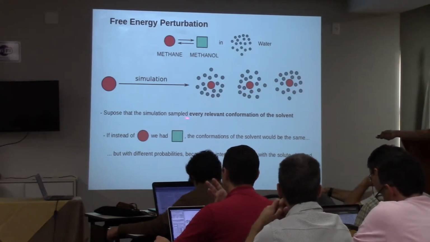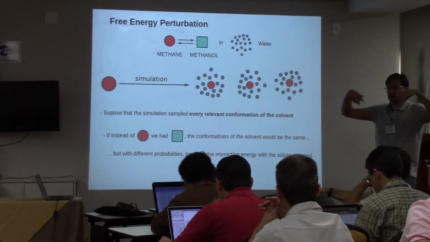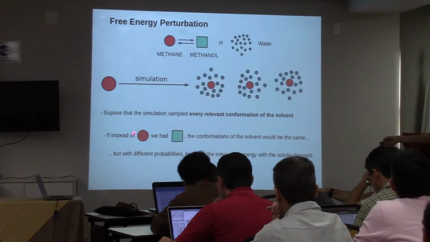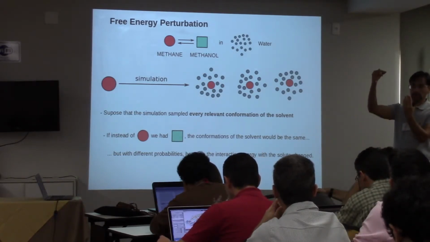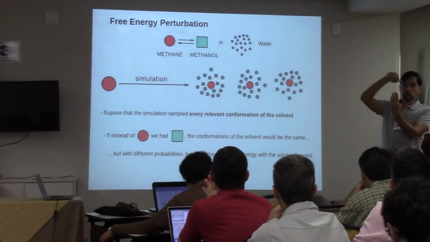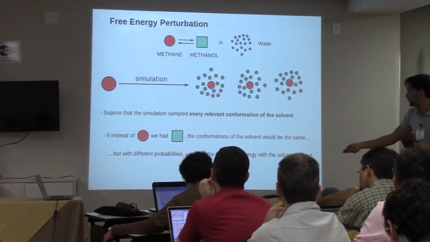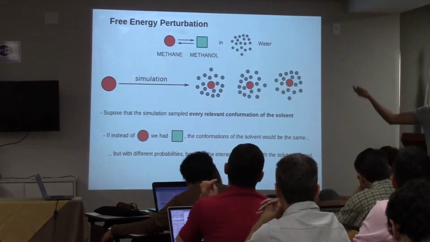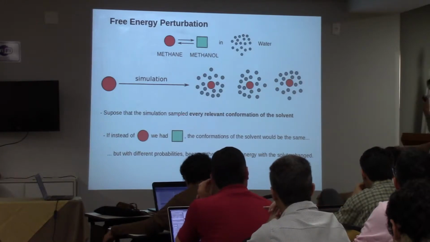Since we have sampled every configuration of the solvent, the conformations of the solvent are the same, and there are no different configurations to be sampled because we changed the red ball into the green square. However, the energies of each of these configurations changed, because we had an interaction of the solvent with the red ball, and now we have a different interaction with the green square. So even if the conformations are the same, the probabilities of each configuration changed because we changed the solute molecule. However, since we believe every configuration is sampled, we are okay.